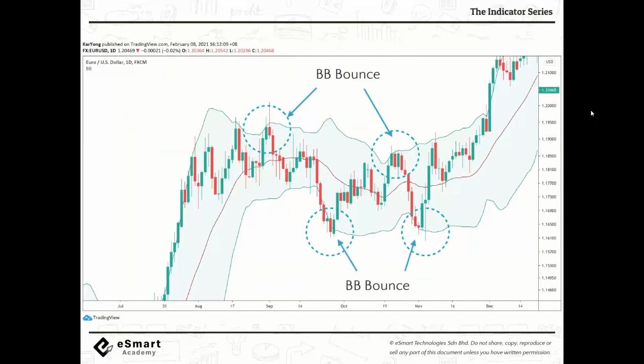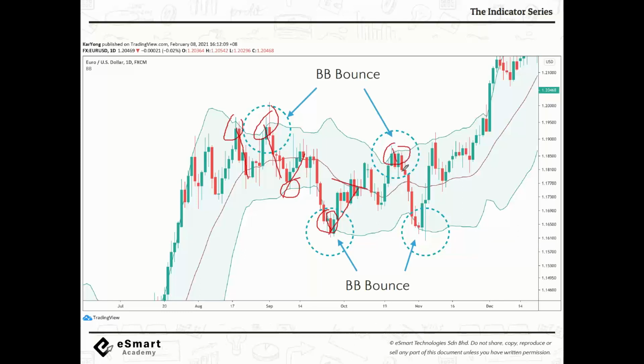If you take a look at this chart over here, whenever price comes to the top of the band, it tends to come back into the middle, and whenever price is at the bottom of the band, it goes back to the middle. In this case over here as well, it tends to go back to the SMA.